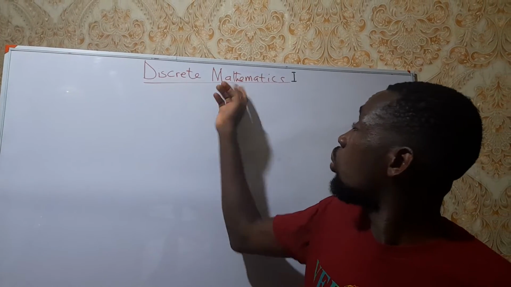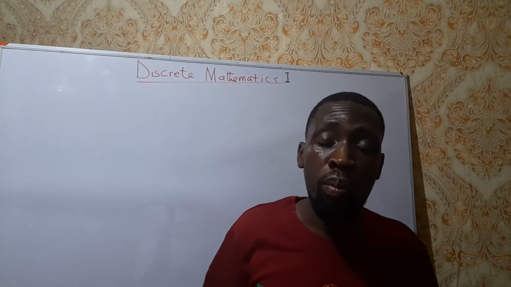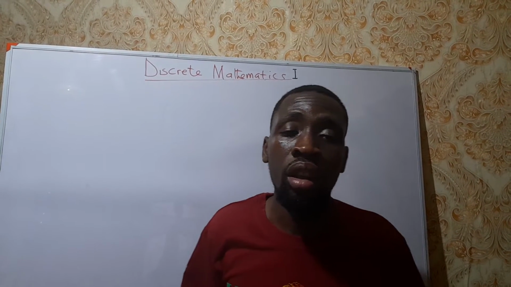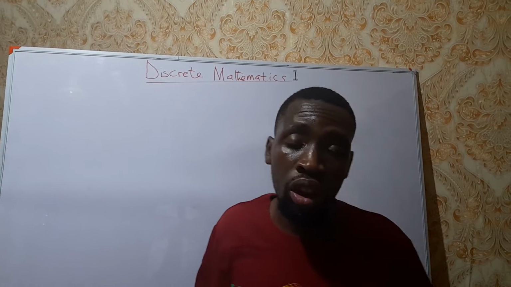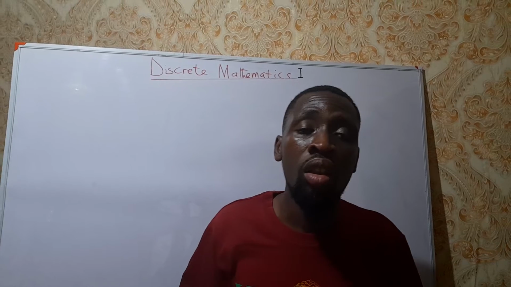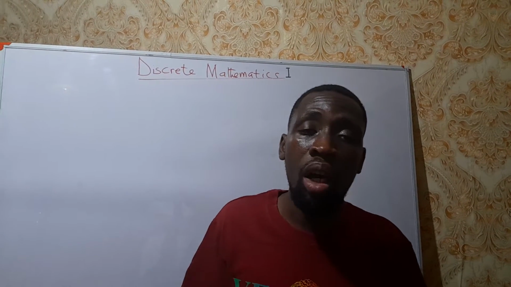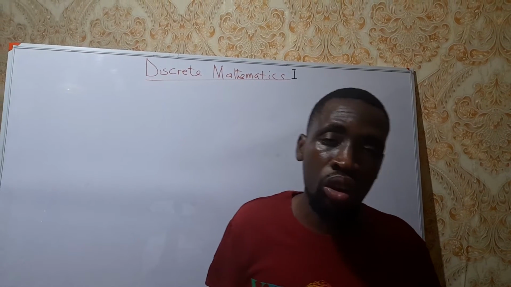Today our discussion will be on Discrete Mathematics 1. So far, we have been talking about propositional logic and logical operators. And we said that we have four types of logical operators. These are conjunction, disjunction, conditional and biconditional, as well as the negation of a propositional logic.